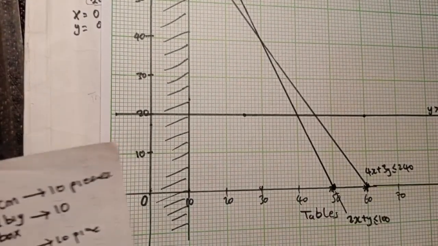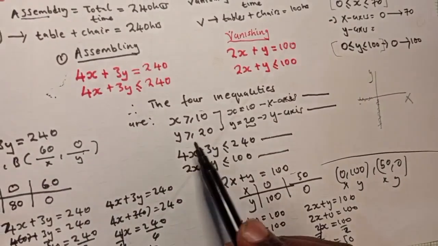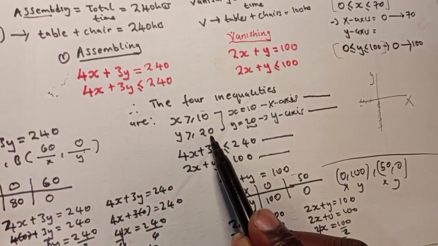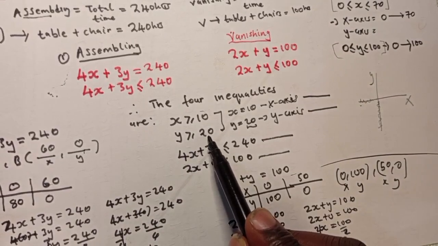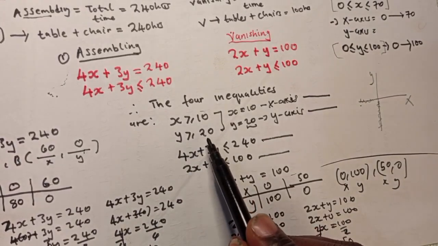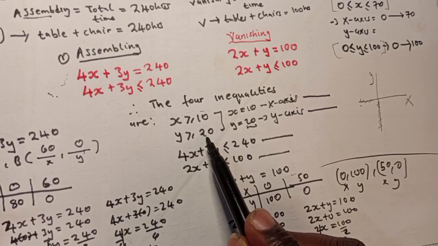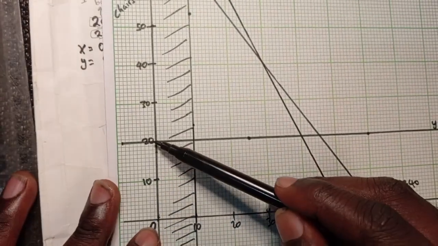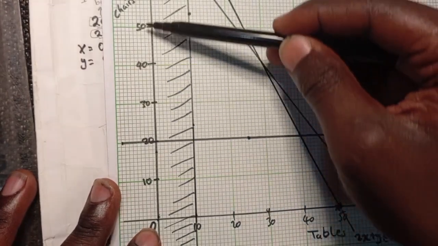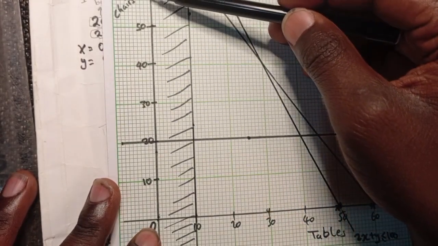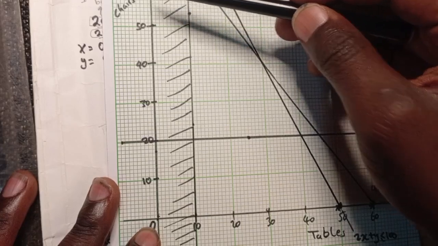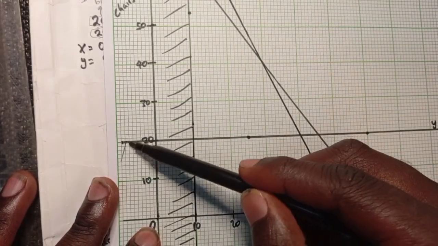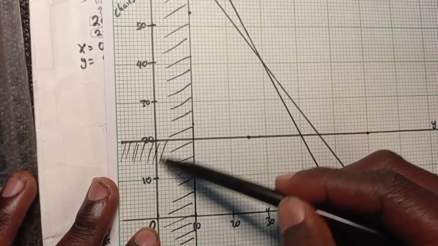Then this one, y is greater than or equal to 20. This tells you to shade all the numbers that are greater than 20 on the y-axis, but we're going to do the opposite. So you go on the y. So 20 is here. All the numbers that are greater are up. All these are greater than 20. But since we want the unwanted region, we'll do the opposite. We'll shade the numbers that are less than.